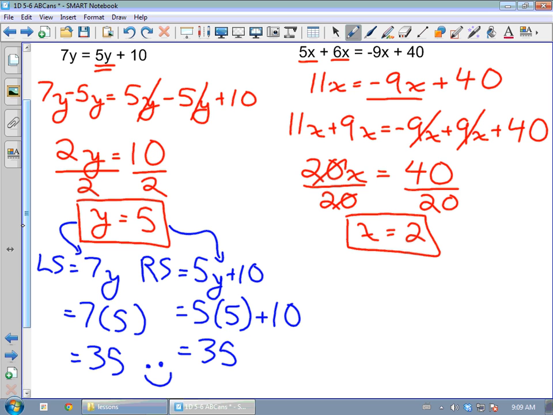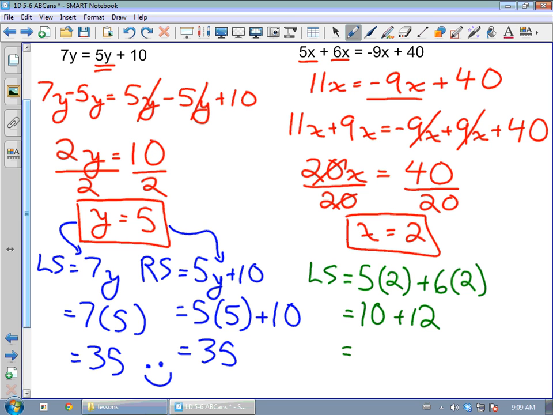Let's go back to our original equation here. I'm running out of space here, but I'll just do left side is equal to 5x, so I'm going to put in a 2 where I saw x, because we saw x was 2, plus 6 times 2. Let's see, 5 times 2 is 10, 6 times 2 is 12, so 10 plus 12 is 22.